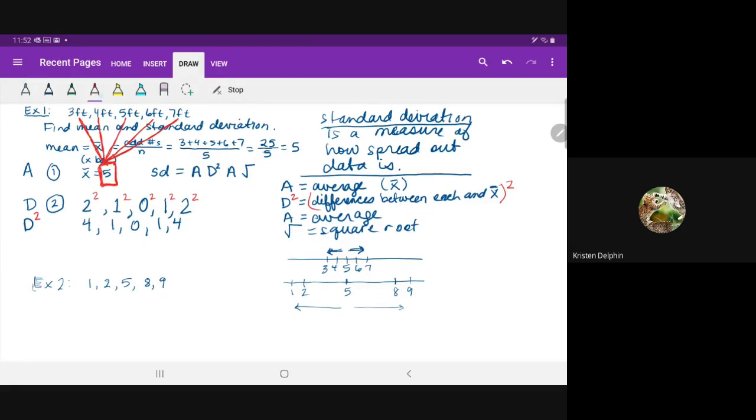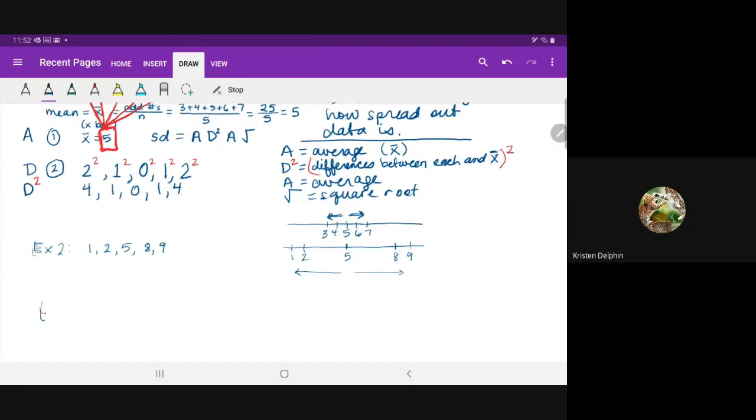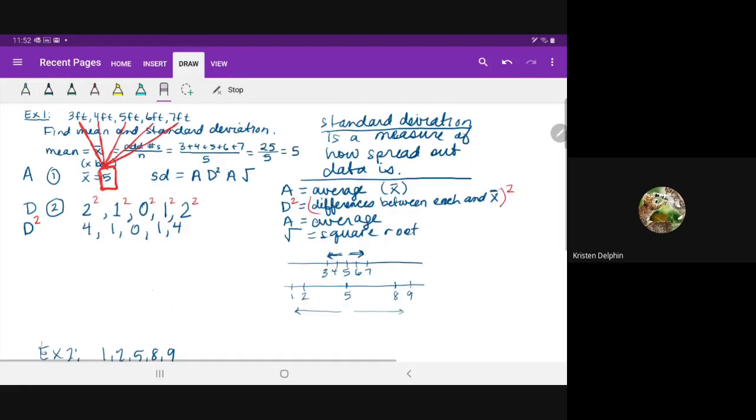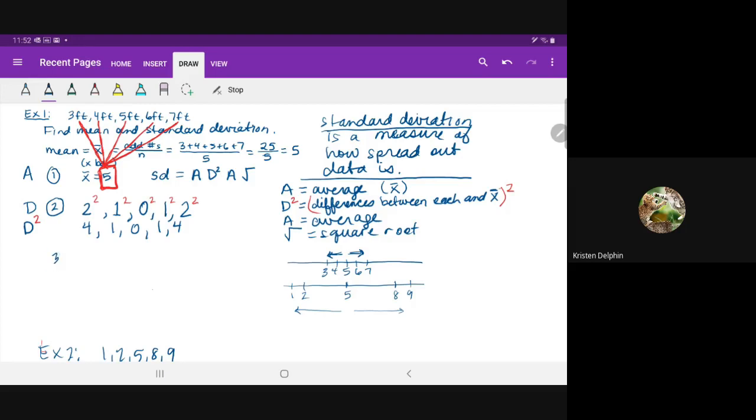Now, I'm going to move this example down. Okay. So step 3 is A. A stands for average. So I take the squares that I just did, and I average them. So what should I divide by? How many numbers are there?